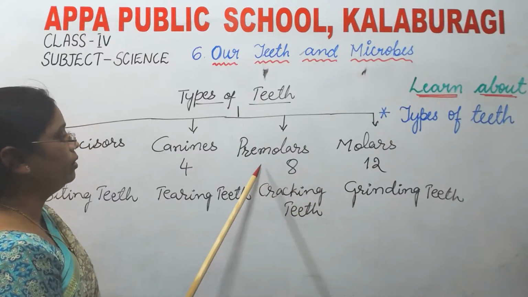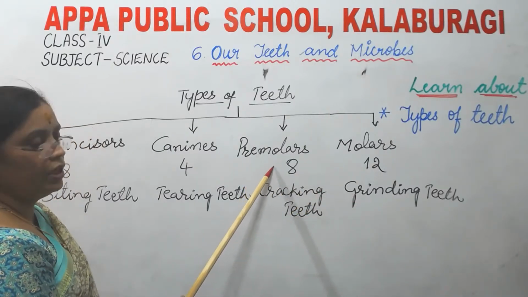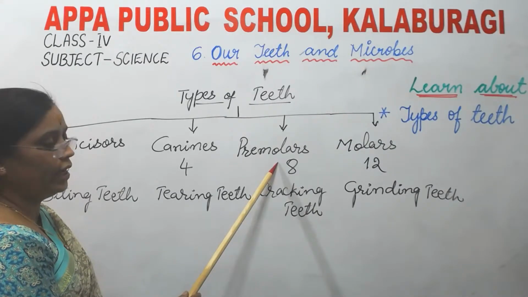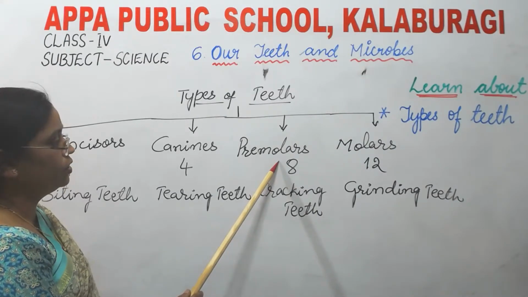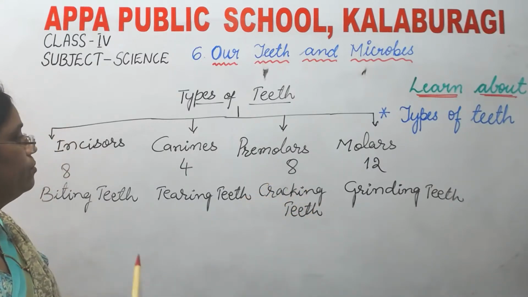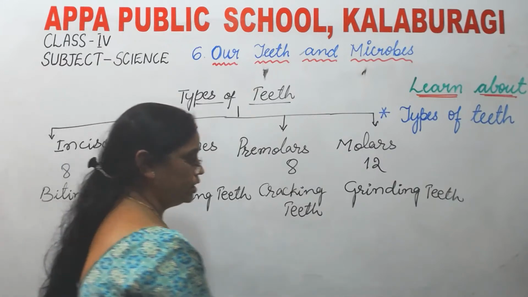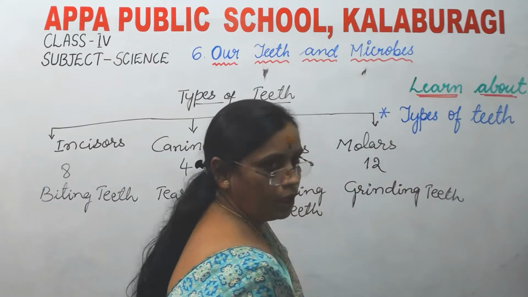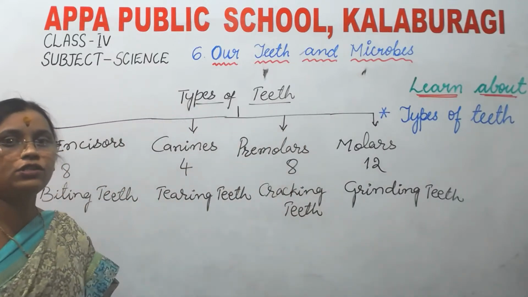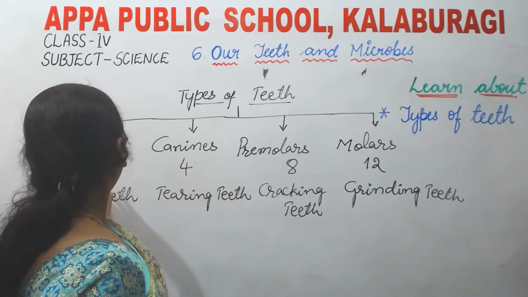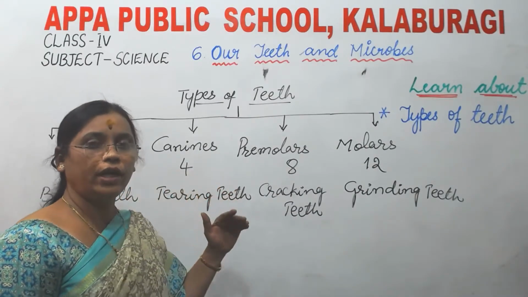One more thing we have to remember about premolars: they are not seen in the set of milk teeth. They appear after the age of 18 or 20 years. So that's about the types of teeth. Got it, children? Sometimes you may feel confused about which type of teeth and how many in number.